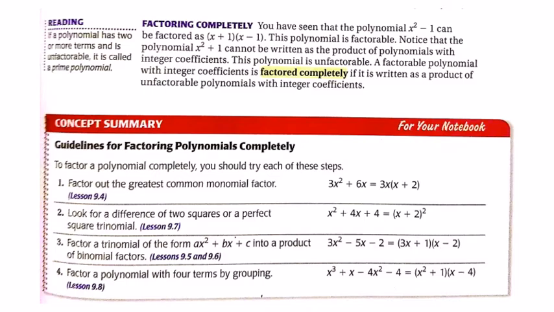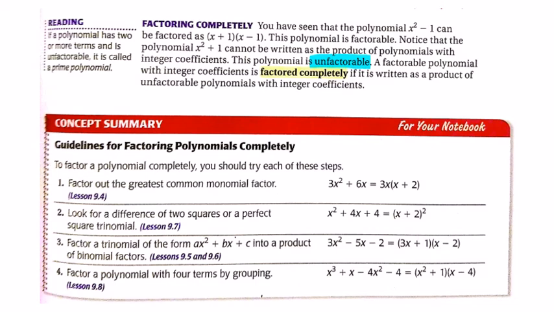So here, factoring completely. You have seen these special factorizations where x squared minus 1 can be factored as x plus 1 times x minus 1. That is the difference of squares. Whereas if I have something like x squared plus 1, we don't have any pattern that leads us to a factorization. That is called a sum of squares instead. So that polynomial, the x squared plus 1, is not factorable. It is called unfactorable, which is right here in this paragraph.